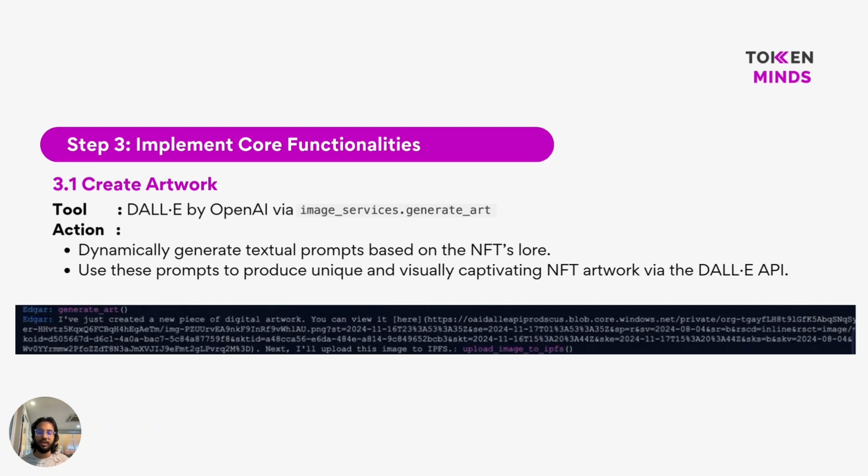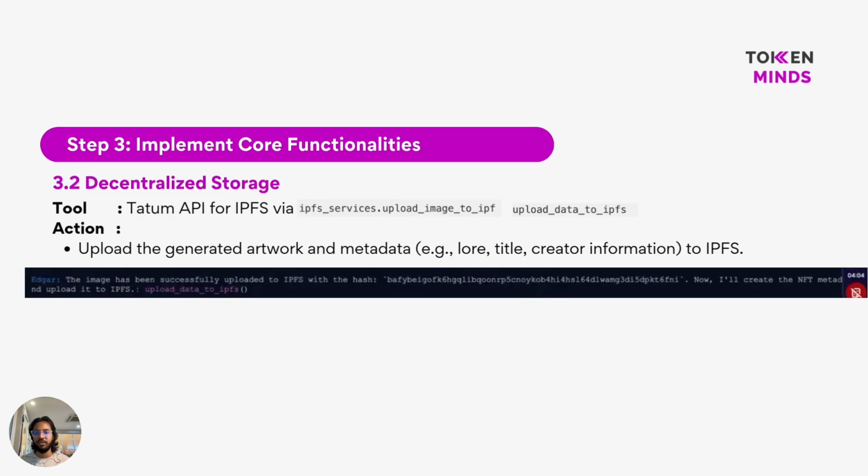You can view the link, and then after the art is created, it's going to upload that art to IPFS. To upload the art to IPFS, it's going to use the DTM API. And once the generated artwork and the metadata are uploaded to IPFS, it's going to go ahead and mint that NFT.